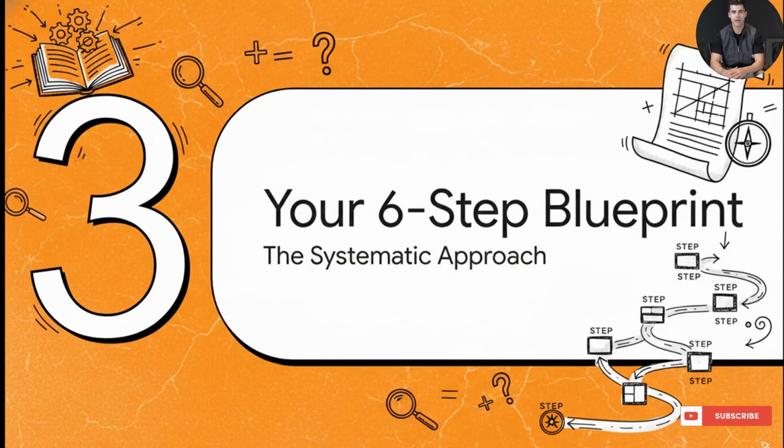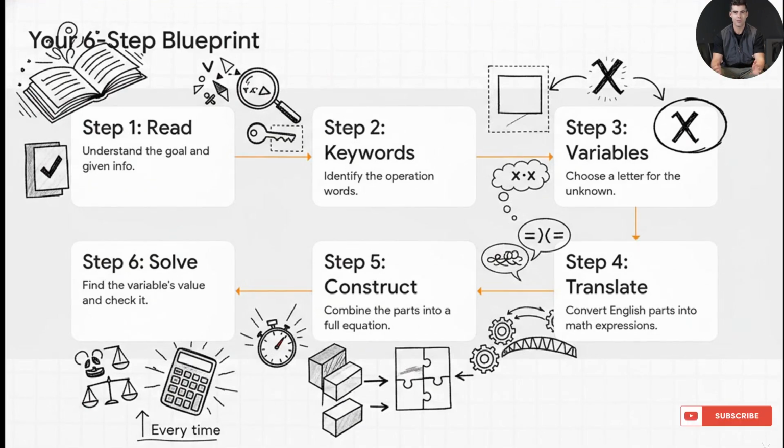So, having the dictionary is awesome, but it's not enough. You also need a process, right? A reliable plan of attack you can use every single time. And that is where our 6-step blueprint comes in. Here it is, your foolproof game plan.